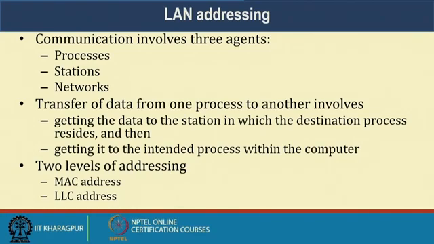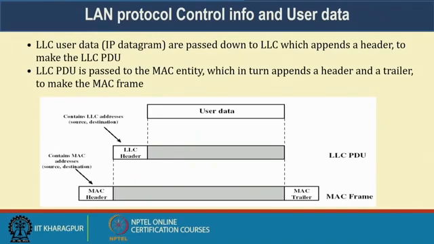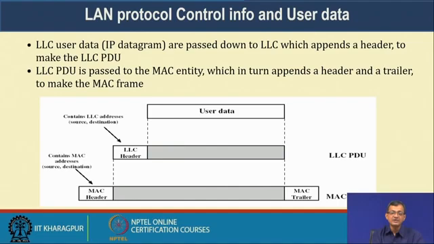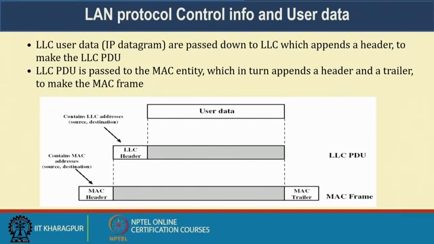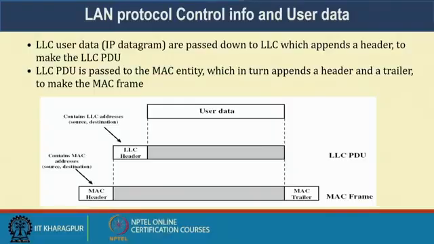There are two levels of addressing here. One is the MAC address or the hardware address, which we sometimes call the network address, and there is an LLC addressing scheme, which tries to identify the network service point. If we look at LLC user data, IP datagrams are passed down to LLC, which appends a header to make the LLC PDU. So, with the header it becomes the LLC protocol data unit. The LLC PDU is passed to the MAC entity, which in turn appends the header and the trailer to make the MAC frame.